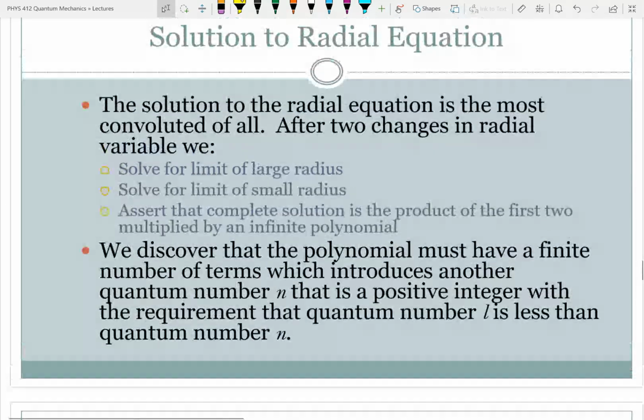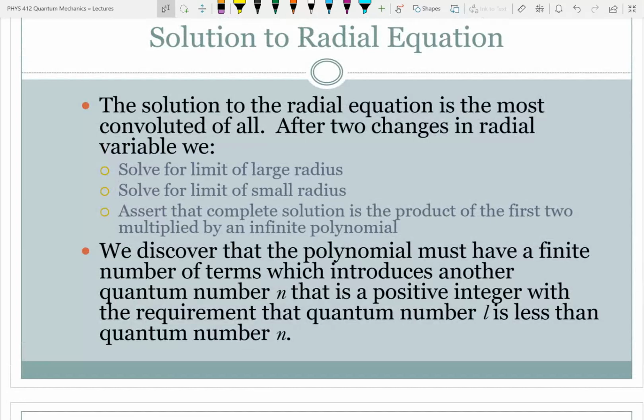Then we went to the radial solution, and we used a similar method to what we did in the analytical harmonic oscillator solution. We first solved for the limit of large radius and found that we have to have the exponential decay. Then we solved for the limit of small radius. And then we said, now we're just going to multiply it by an infinite polynomial. Why infinite? You probably recall later on we're going to say it can't be infinite, but we started by saying it's infinite.